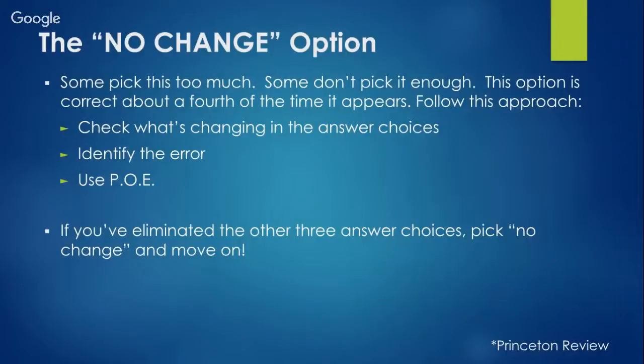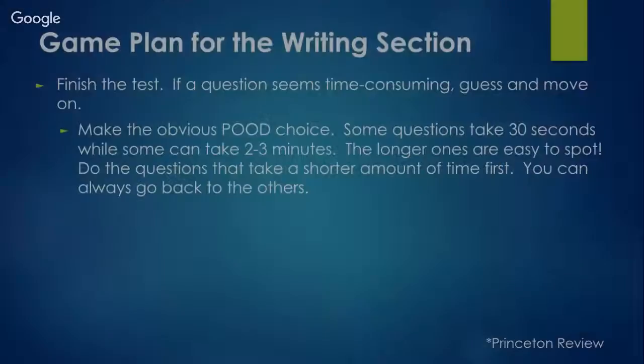Now, let's talk about the no change option. Some pick this too much. Some don't pick it enough. This option is correct about 1/4 of the time. Follow this approach. Check what's changing in the answer choices. Identify the error, and then use process of elimination. If you've eliminated the other 3 answer choices, then pick no change and move on.